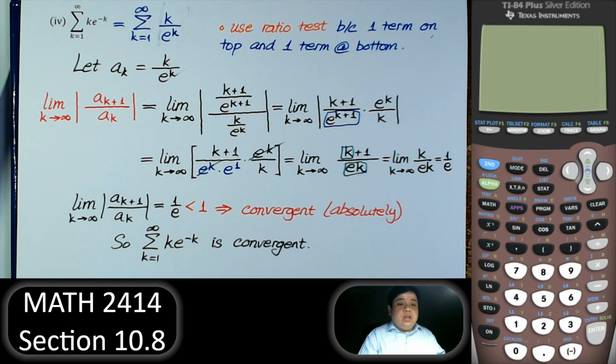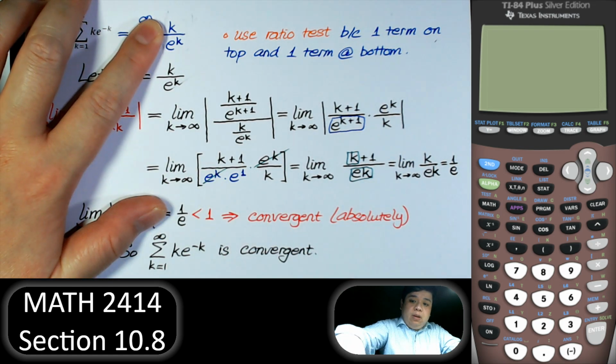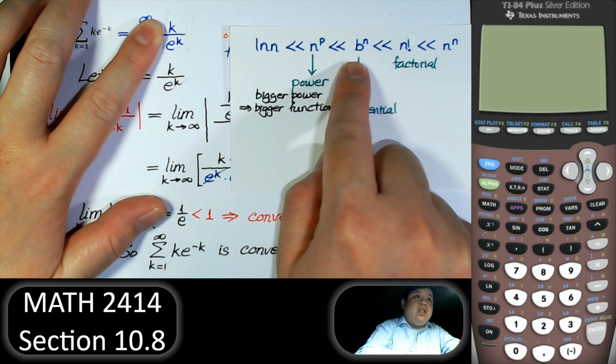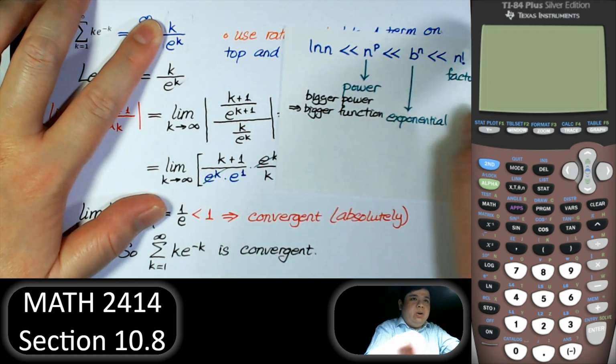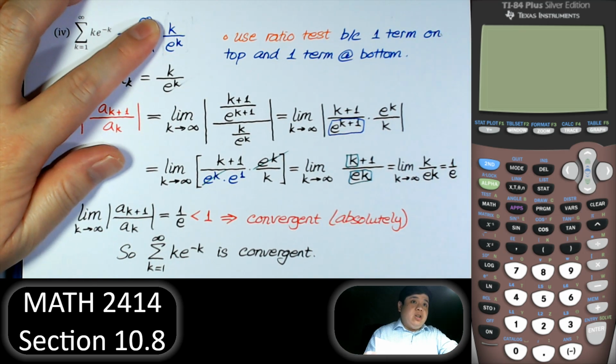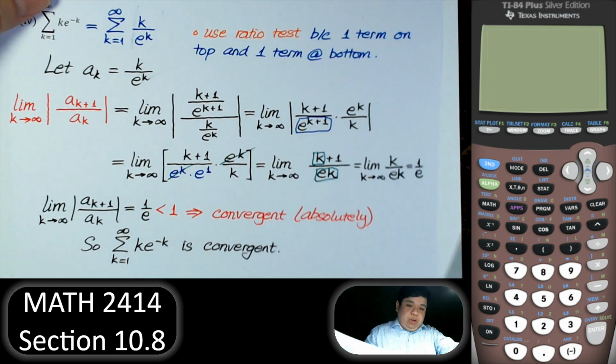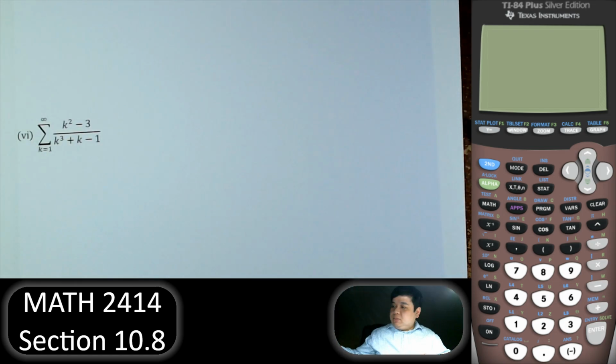So in that case, just use the ratio test because of the type of problem. By the way, if we use the divergent test in this case, it will be inconclusive, because if we take the limit as k goes to infinity, the faster term is at the bottom, so this one goes to 0. If the term goes to 0, the test is inconclusive. Divergent test is inconclusive. So we use the ratio test on this one.